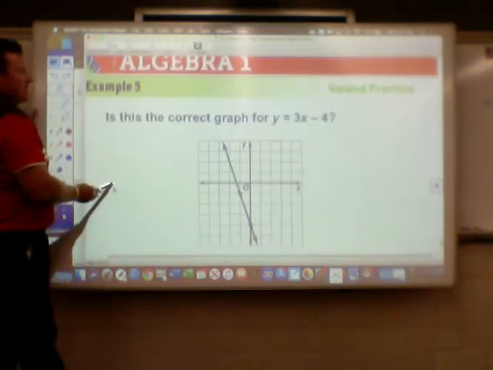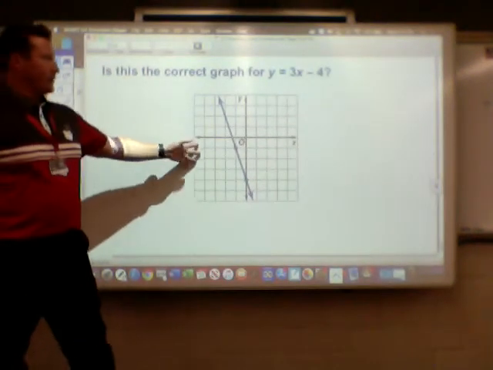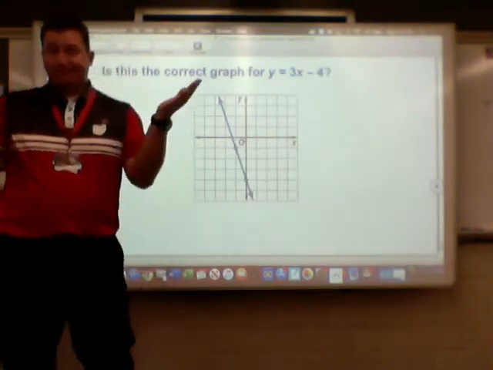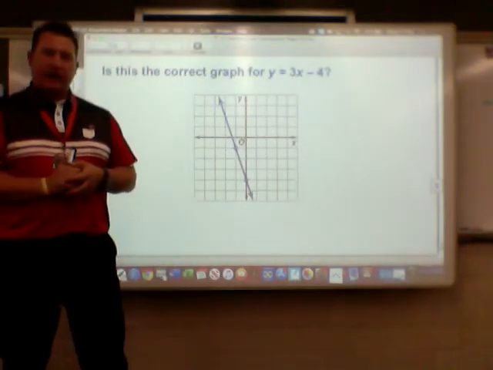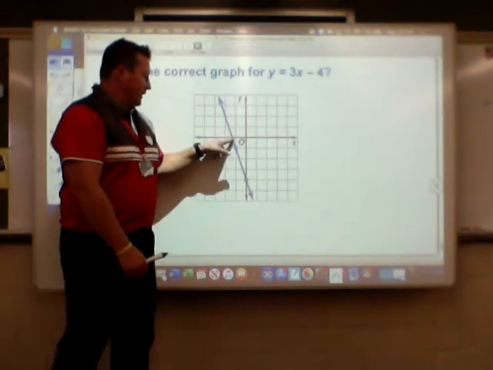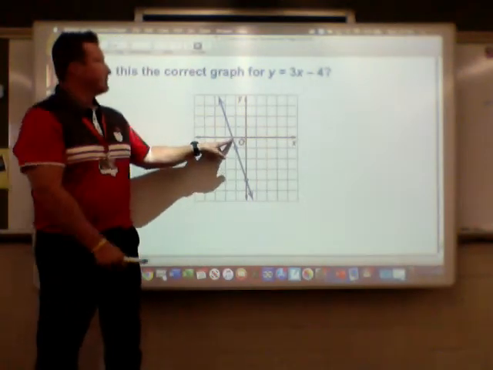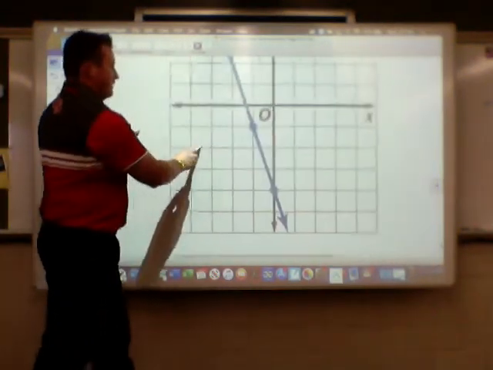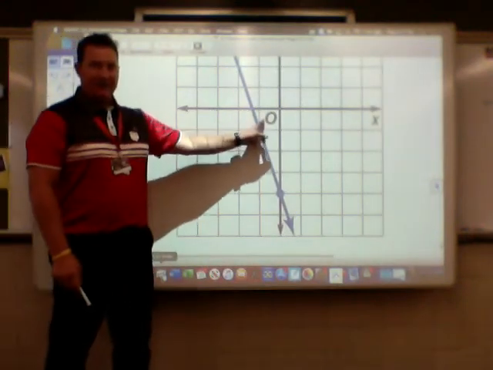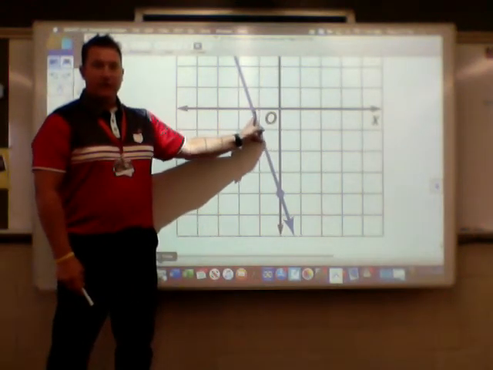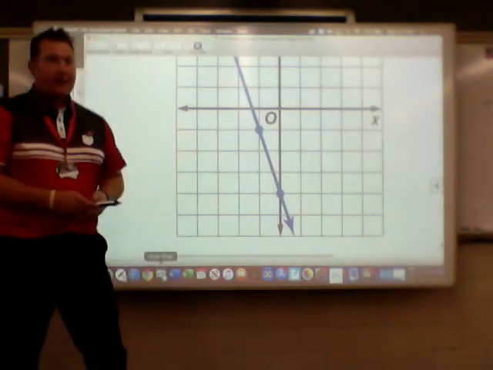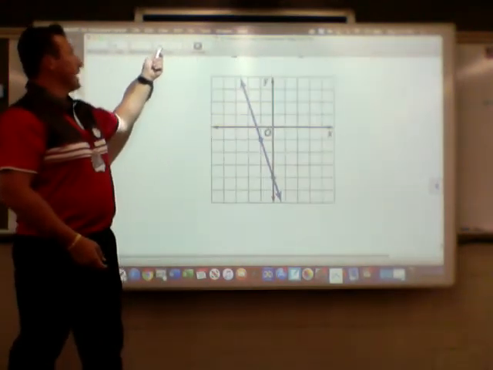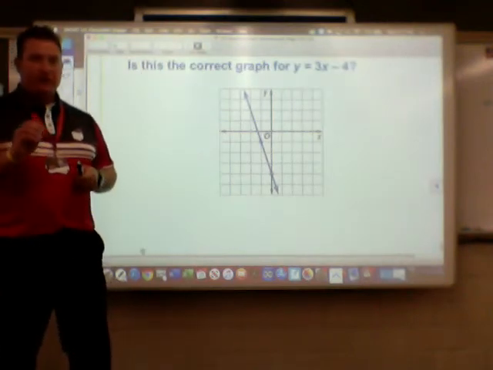And last but not least, is this the correct graph for this? I don't know. I'm thinking maybe I could do intercepts like I did last time, but I don't really know what number this is. Do you guys know what number that is? Look, here's -1, here's -2. So it's a number somewhere between -1 and -2. I don't really know what it is. Here's another way that we can do this.